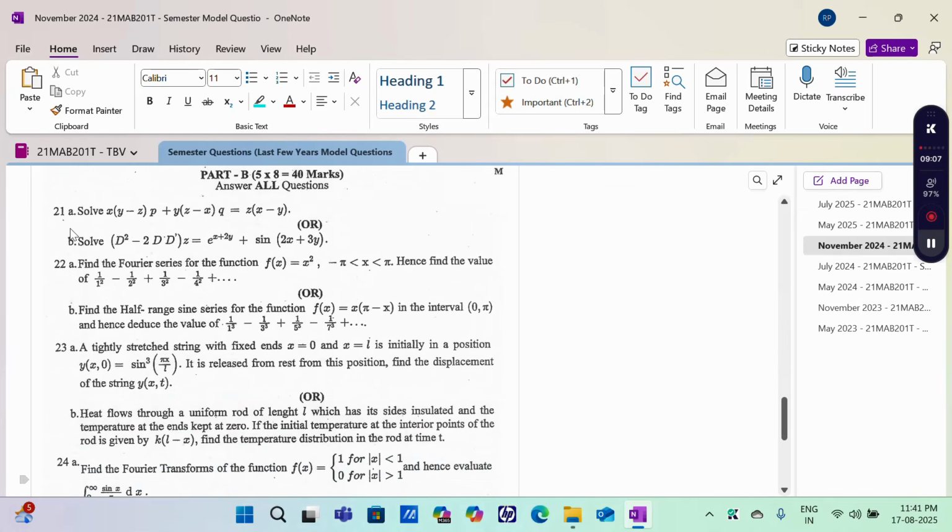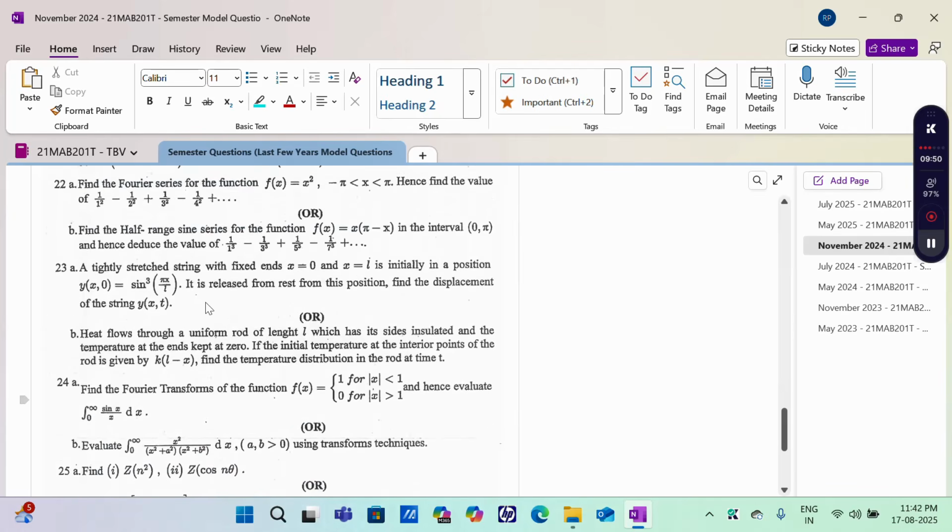And part B, 21A, Lagrangian method. So the Lagrangian method is nothing but multiplier, and then the next question is e power ax plus by and sine ax plus by, it's nothing but a homogeneous higher order partial differential equation problem. And then 22a is nothing but minus pi to pi Fourier series, unit 2, f of x is x square, and we can find the convergence values. Our choice is a half range sine series, the function of x given, the range 0 to pi. So hence deduce, after finding the series, to reduce.